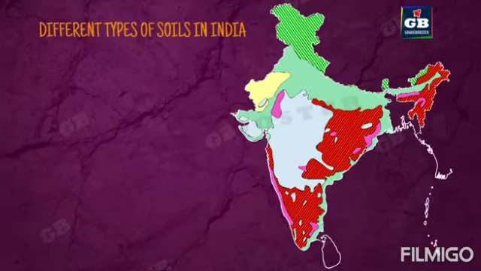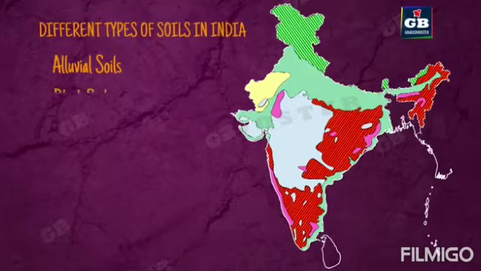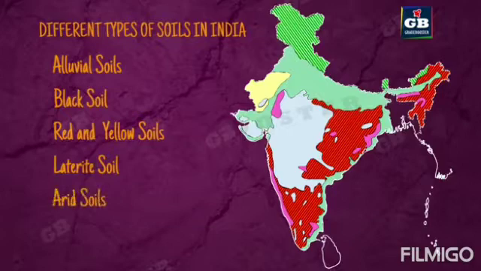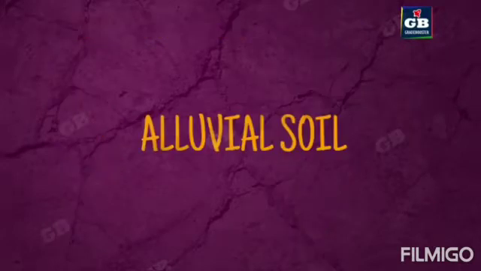In India, mostly we have 6 different types of soils. They are 1. Alluvial soils, 2. Black soils, 3. Red and yellow soils, 4. Laterite soil, 5. Arid soils, 6. Forest soil. Now, let us begin with 1.